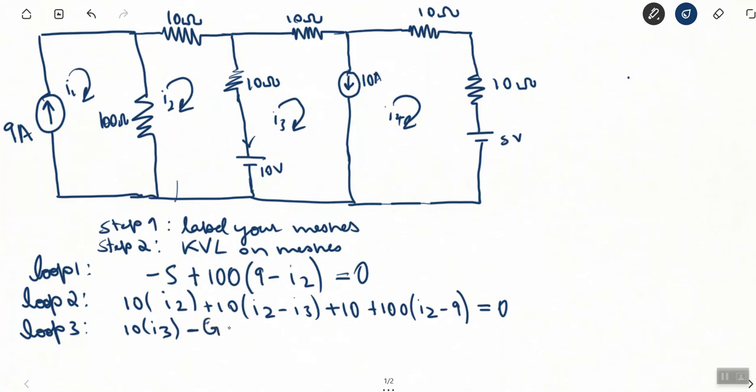Like so. And then we have the 10 volt. Now the current is actually going into the negative terminal of this voltage source. That means it's actually a power source. So I will write that as a negative 10. And then the resistor, obviously 10 times I3 minus I2.